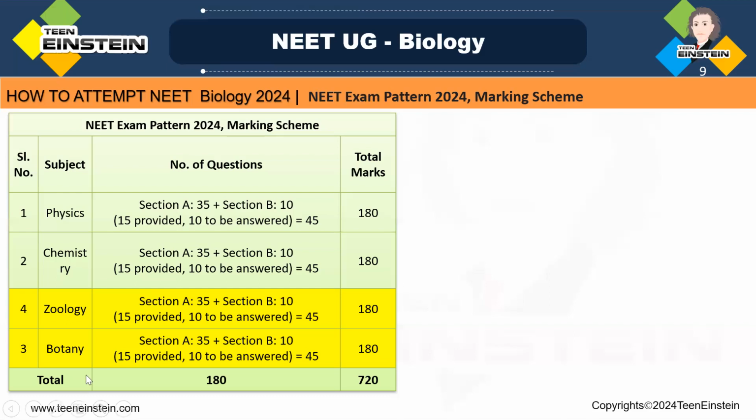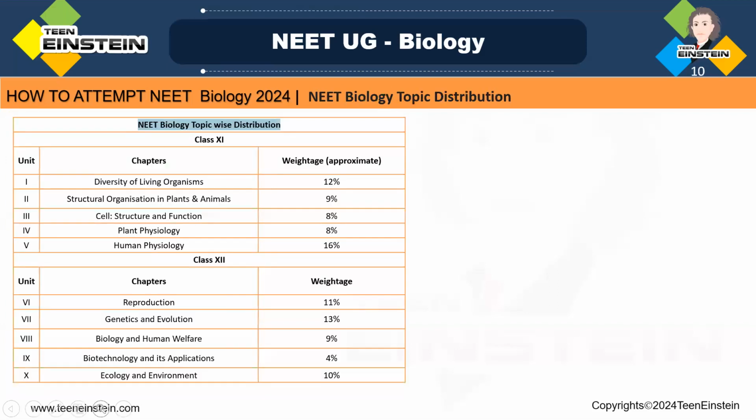Then we said the NEET biology, right? Here, NEET biology topic-wise distribution or weightage of each chapter, we need to mention. The diversity of living organisms, unit 1, is having 12% weightage, then the structural organization in plant and animal 9%, then cell structure and function, that is having 8% weightage, plant physiology 8%, human physiology 16% in 11th standard.